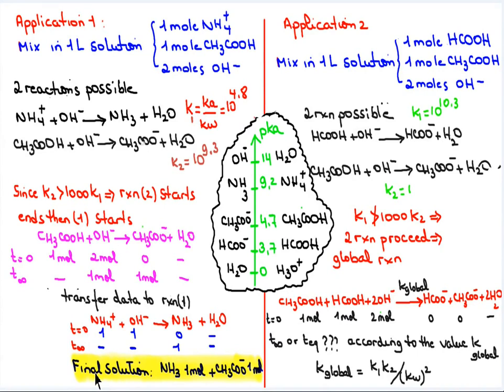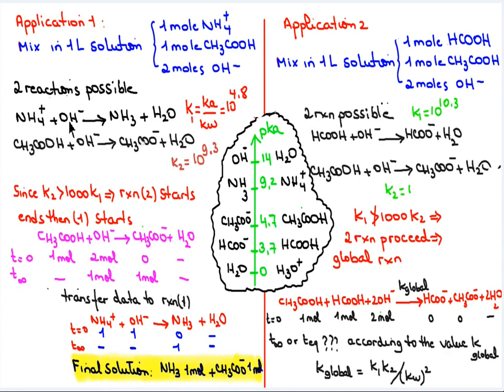Here are two applications about the sequence of the reactions. In the first, we mix in 1 liter of solution 1 mole of NH4+, 1 mole of CH3COOH, and 2 moles of OH-. NH4+ and CH3COOH are acids, and OH- is a base. So two reactions are possible.